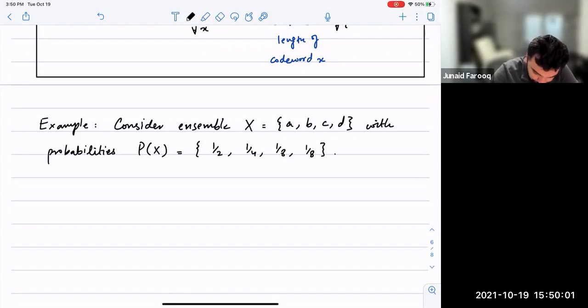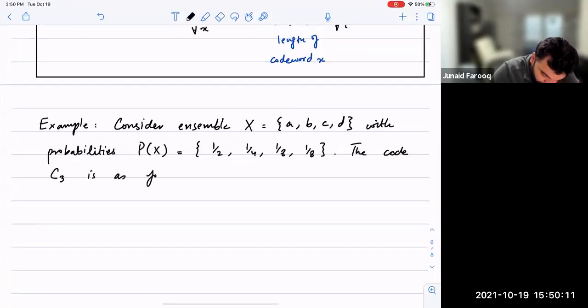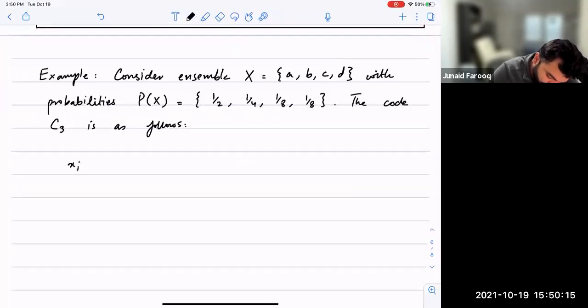The code, so let's say the code C3 is as follows. So you have x_i, which are your symbols, then you have the code word that represents that symbol. You have probabilities.